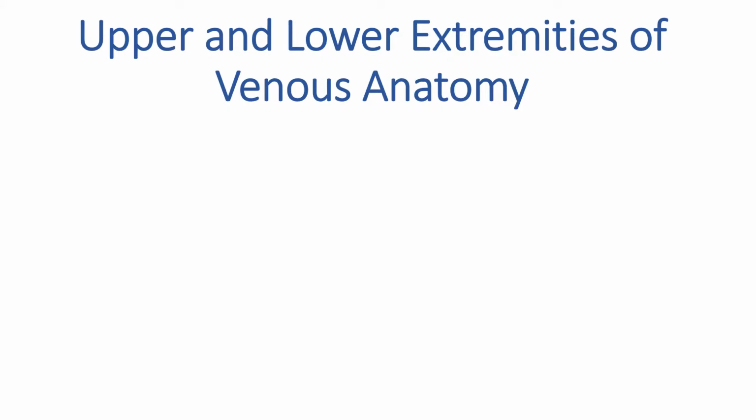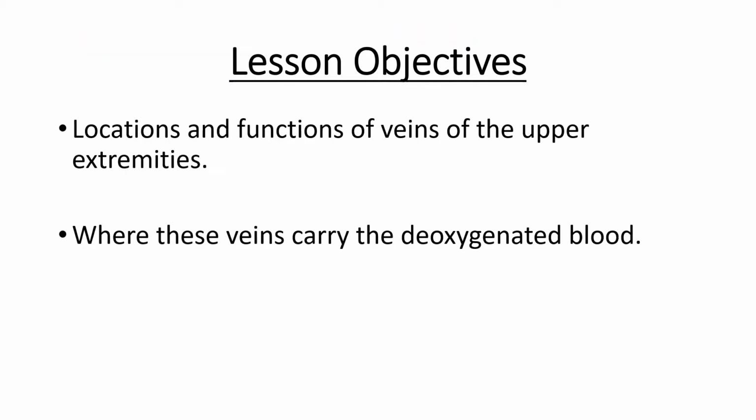All right, folks, we're going to talk about the upper and lower extremities of the venous anatomy. Lesson objectives for this lesson: location and function of the veins of the upper extremities and where these veins carry the deoxygenated blood. All right, lower extremities.